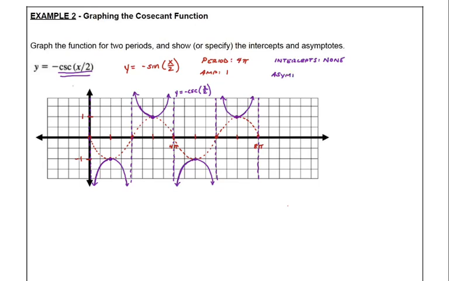But it will have asymptotes, at least in the two periods that I drew, at 0, 2 pi, 4 pi, 6 pi, and 8 pi. That last one there should be 8 pi. So there's 4 vertical asymptotes, 2 in each period. And if I drew more periods, then obviously I'd have more information to identify. But that's the shape of cosecant, just as a consequence of how I drew my sine graph.